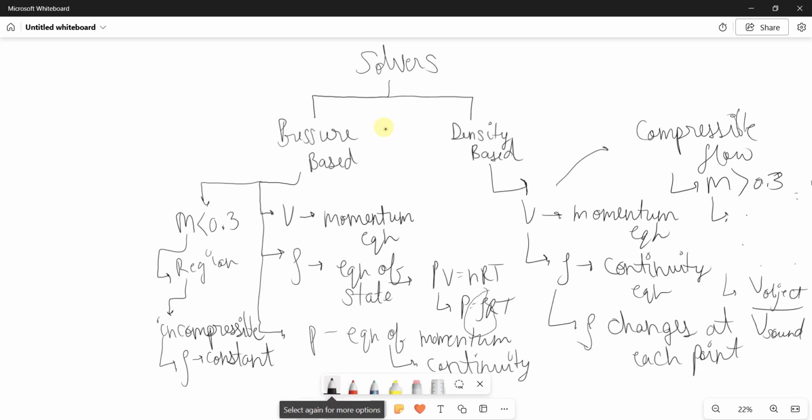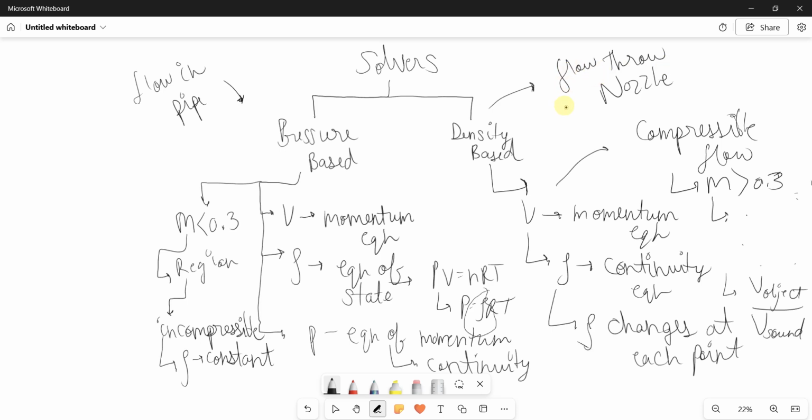So if I want to find, let's say, flow in a pipe, I'll directly use a pressure-based solver, just because it's incompressible. Your water through a pipe doesn't go above 0.3 Mach. It's just impractical. And density-based I would use for, suppose, flow through a nozzle.